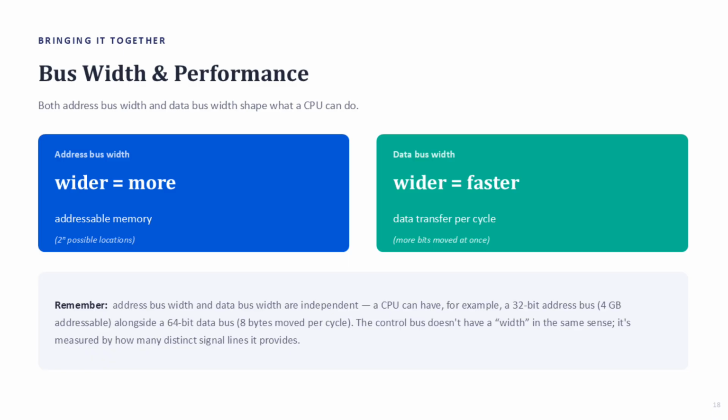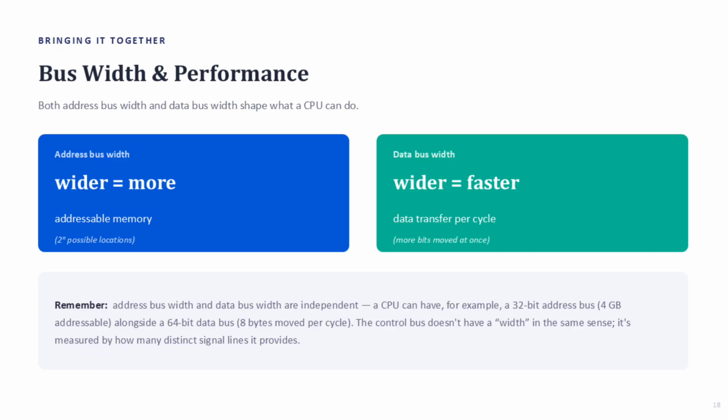Now, let's look at the data bus. The data bus determines how many bits can travel during a single transfer. If the data bus is wider, more information moves in one transfer cycle. As a result, data transfer becomes more efficient. So, the relationship here is different. Wider data bus is more data moved per transfer. Notice that these are two completely independent ideas.